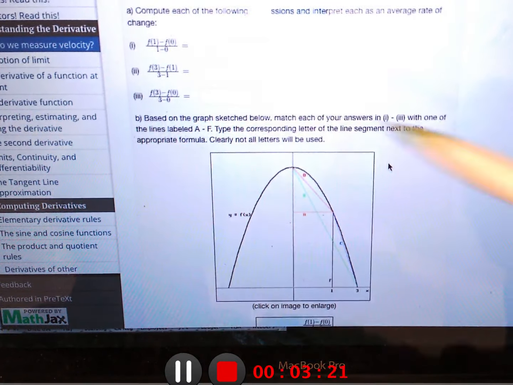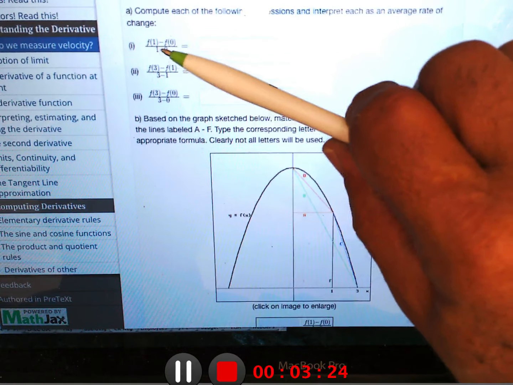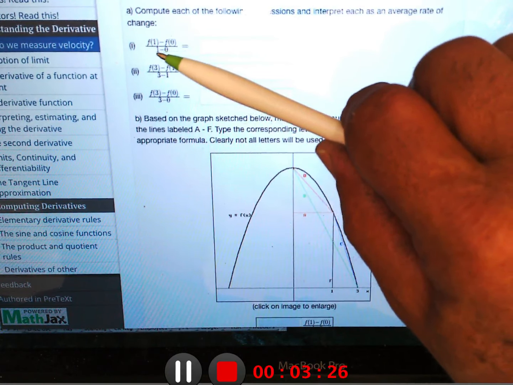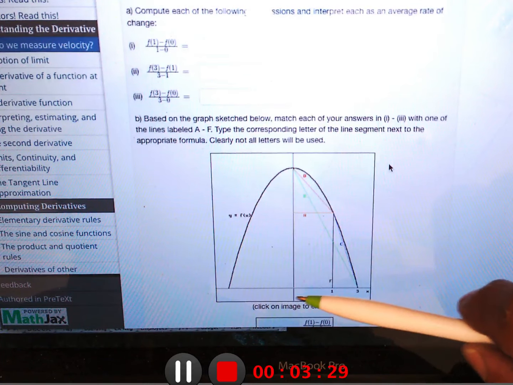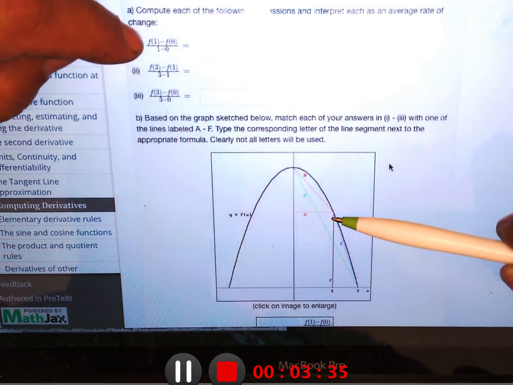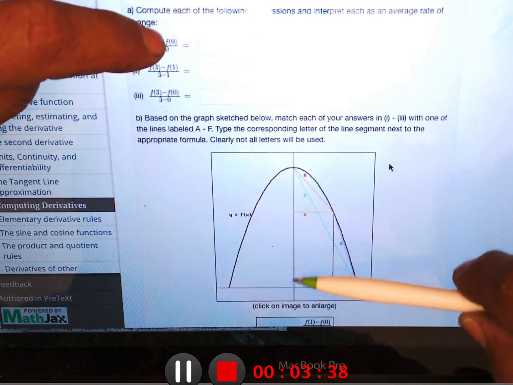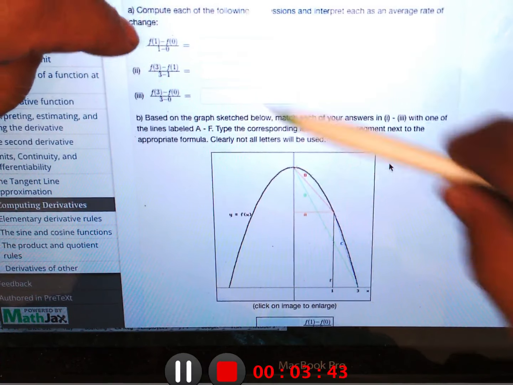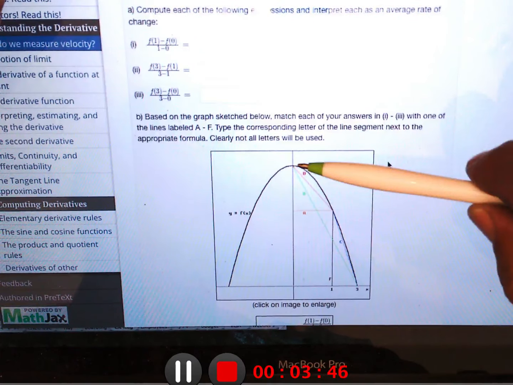Number 3. This first one says find the slope between 0 and 1. Between 0 and 1, because f of 1 is how high it is at 1. f of 0 is how high it is at 0, over 1 minus 0. So we have the change in the height, these two subtracted, over these two subtracted.